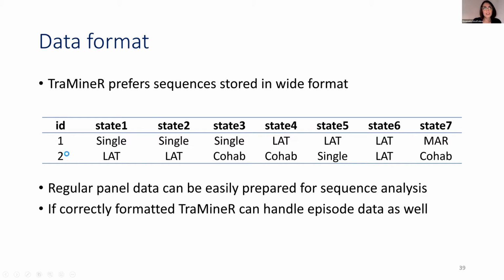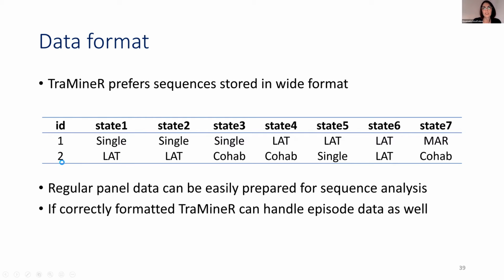So in the example here, we have two individuals and we have 7 time points, which we name from state 1 to state 7. And the first individual starts in state 1 being single, and it remains single for 3 time points, and then moves to LAT, living apart together, life arrangement, and then stays in this state for 3 time points, and eventually gets married at time point 7.